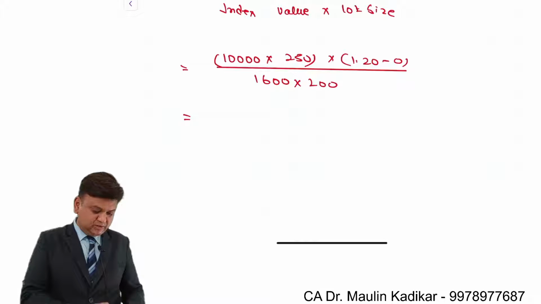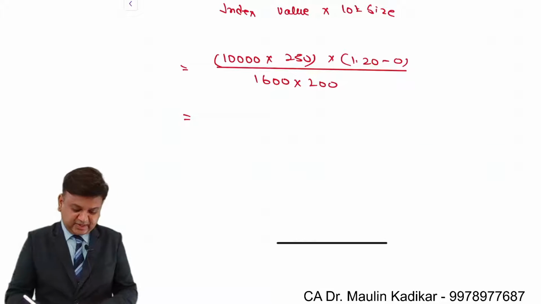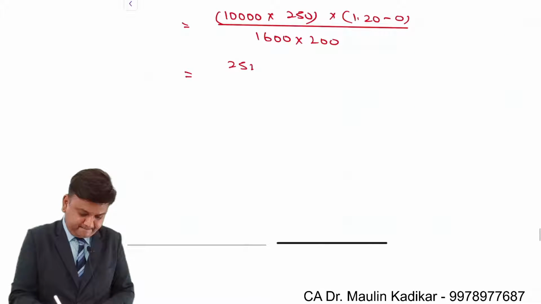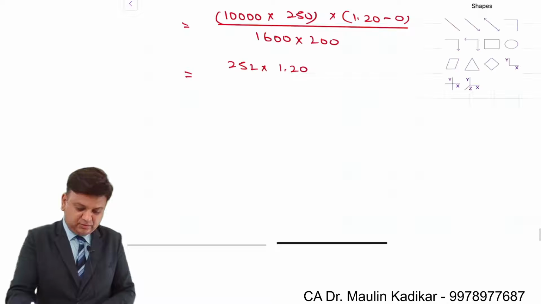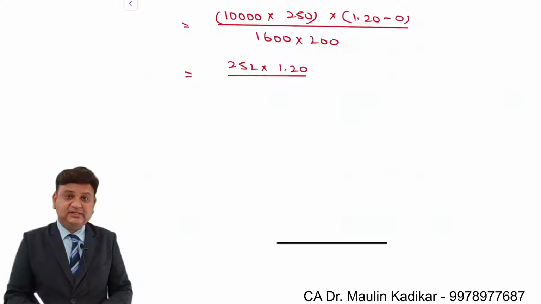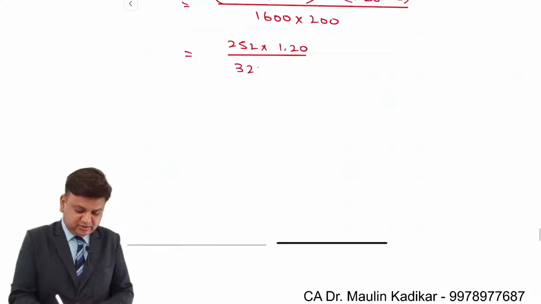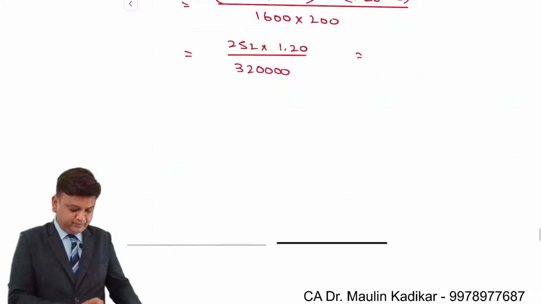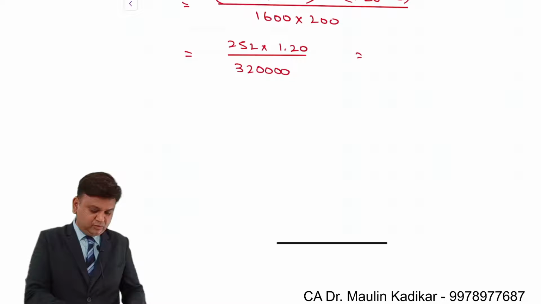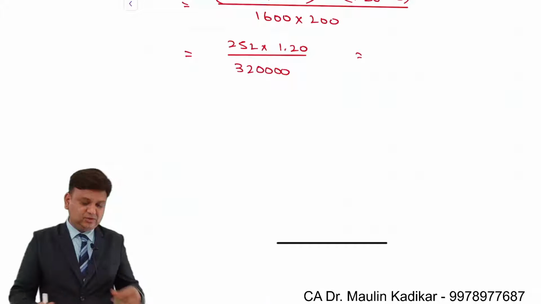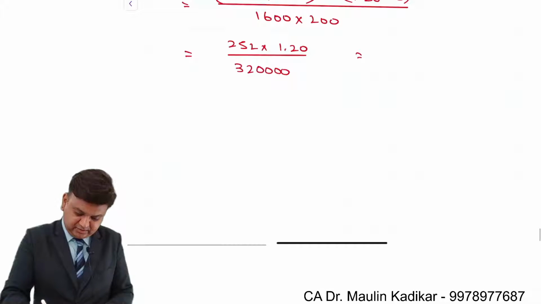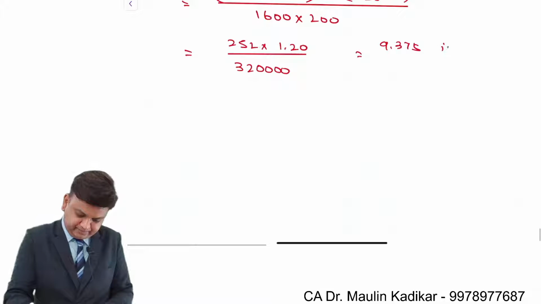So 10,000 into 250, that is 25 lakhs, into 1.20, divided by 1600 into 200. So it is 3,20,000, I'm sorry. So 25 lakhs into 1.2 divided by 3,20,000. So 9.375, that is 9 contracts.